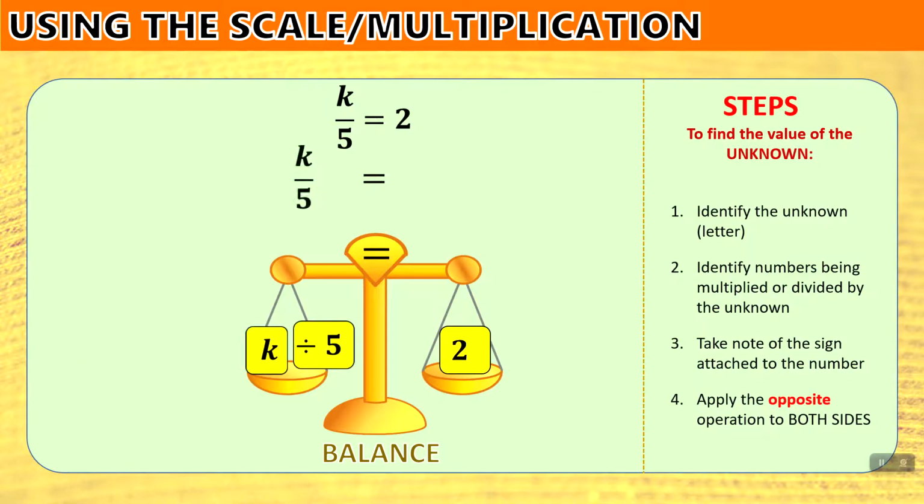And so we rewrite k over 5, or k divided by 5, is equal to 2, and we apply multiplication to both sides. What are we multiplying by? We are multiplying by 5, since k is being divided by 5. And so when we multiply both sides by 5, the 5's on the left will cancel to leave us with k is equal to 2 times 5, which is 10.